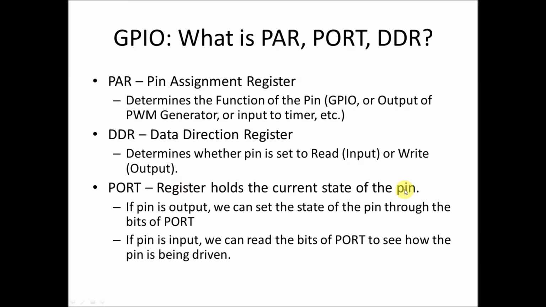It holds the current state of the pin. The port register for each of the different ports holds the current state of the pin. If the pin is set as an output by the data direction register, then we can set the state of the pin through the bits of port. If we set a 1 in a bit of port, the physical pin corresponding to that bit goes high. It goes to 3.3 volts. If we clear it, it goes to 0 volts.